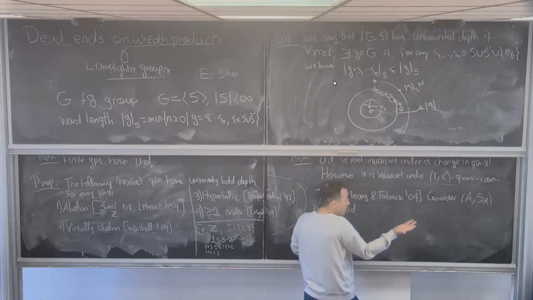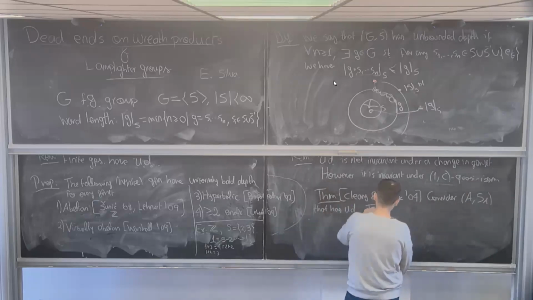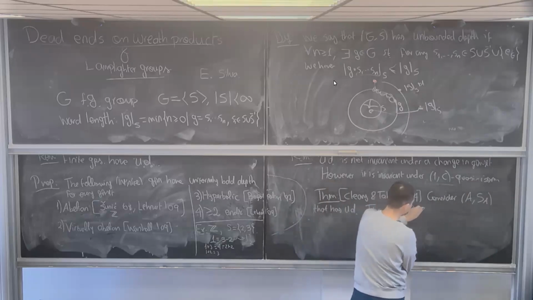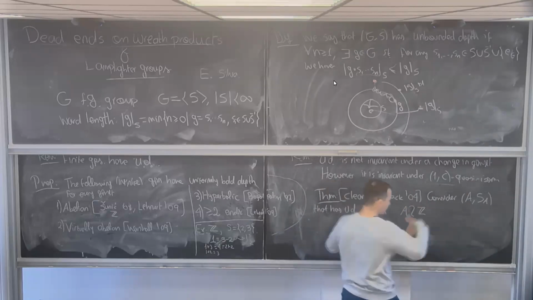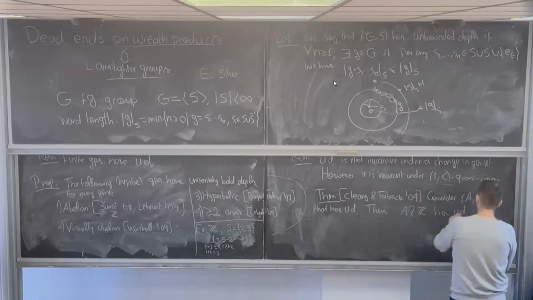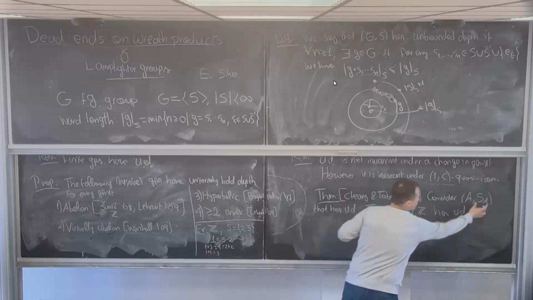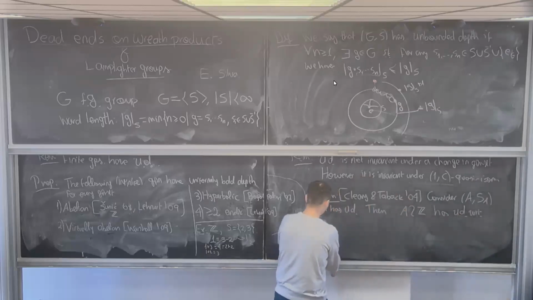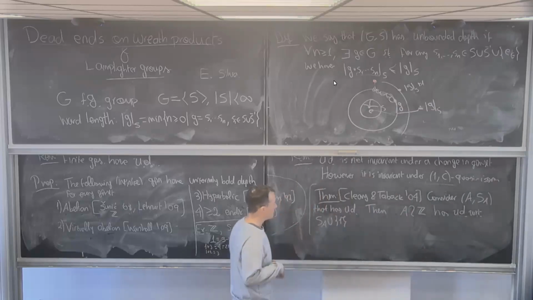I take a group with 2 elements. That's the simplest example, and it's not trivial, of course. Then the lamplighter group A wreath Z, where A will be the lamp group and Z will be the base group. We'll explain that in more detail afterwards. It has unbounded depth with respect to the generating set given by the union of the generating set of A with the generating set of Z. So these were the first examples.